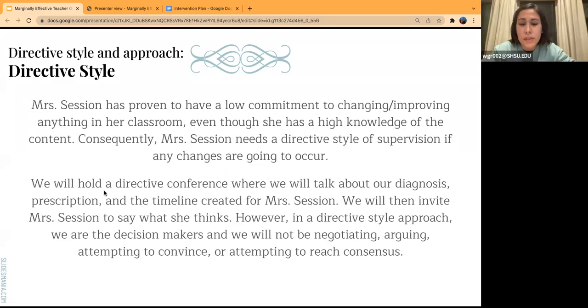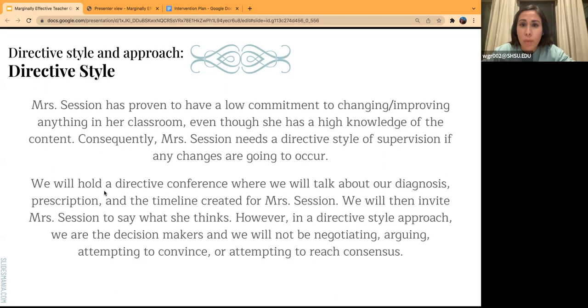And so due to the observations that we have done with Mrs. Session, we have decided that she does need a directive style where we want to see changes occurring as soon as possible since it is affecting student learning.